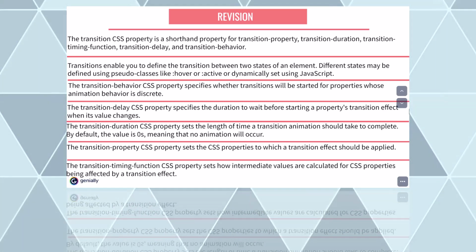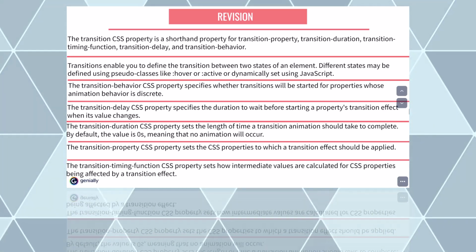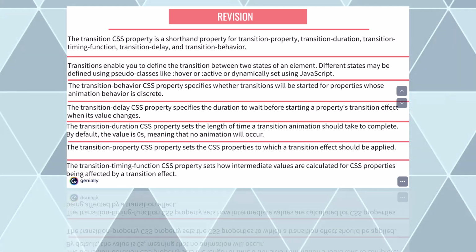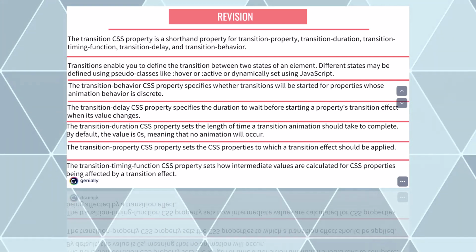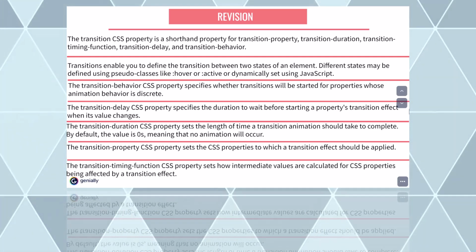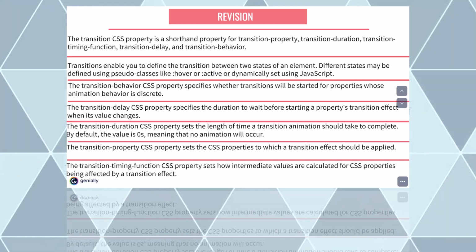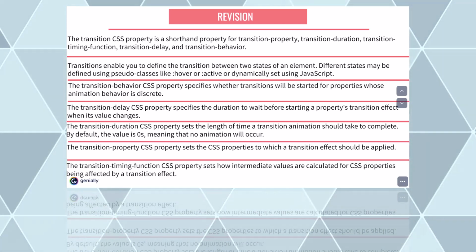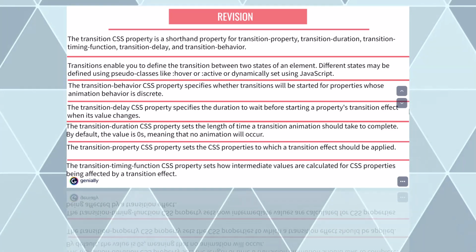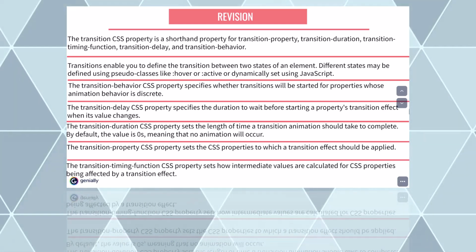The transition duration CSS property says the length of time a transition animation should take to complete. By default, the value is 0 seconds, meaning that no animation will occur, right? So the transition duration property sets how long it shall take until the animation finishes. Let's say your box was bouncing. If you wanted it to bounce for 4 seconds, you could set that you want this to last for 4 seconds, which is the duration between the start and the end of the animation, right?